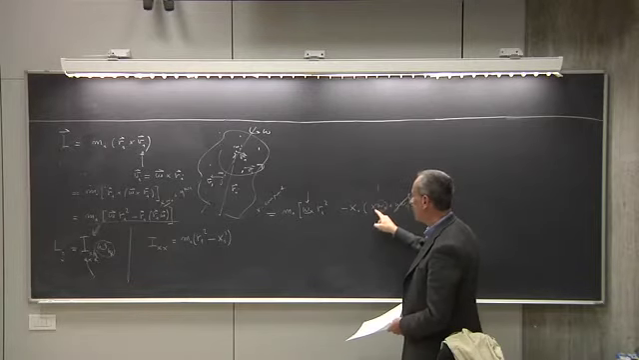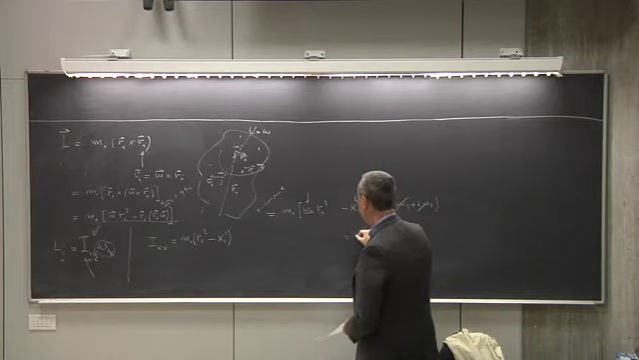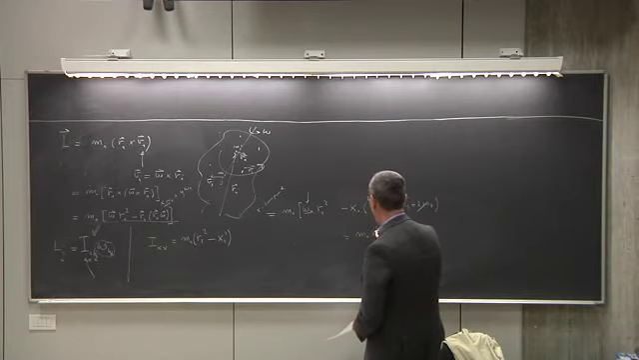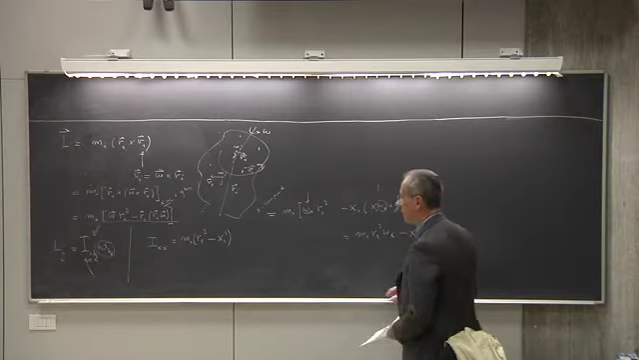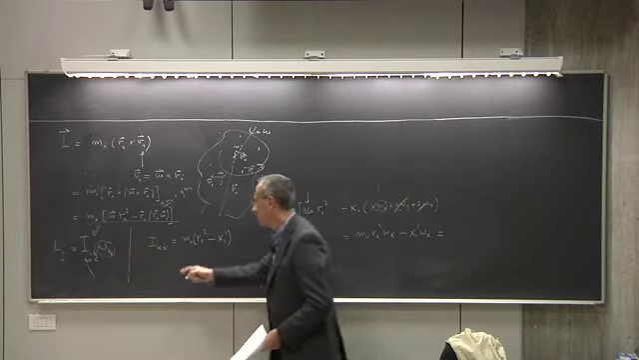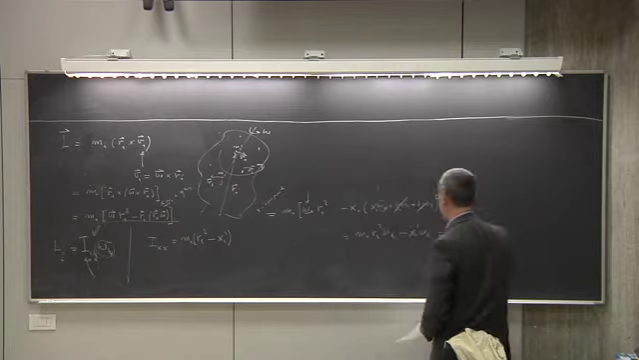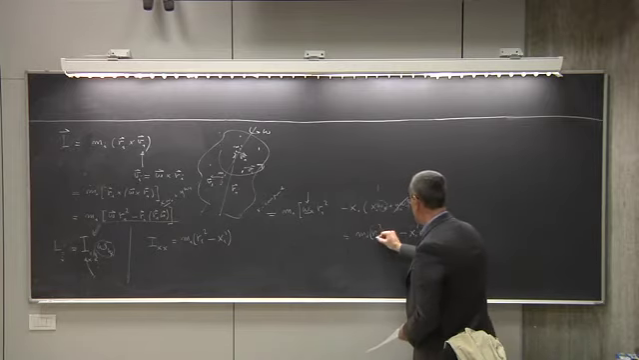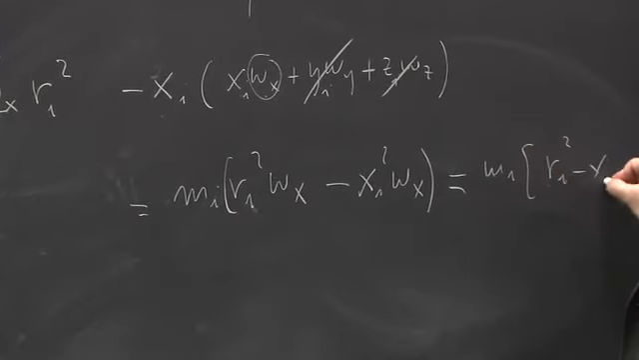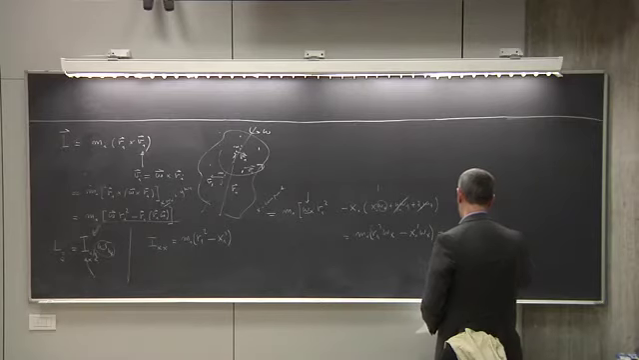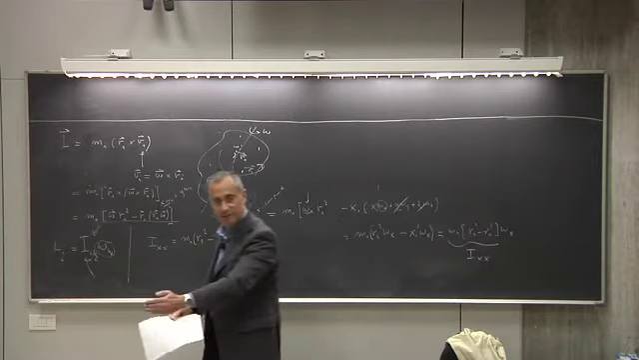And if I collect, you see, this thing becomes m_i r_i squared omega x minus x_i squared omega x. And now I factorize out the omega x to get what is, right? This, by definition, is I_xx.